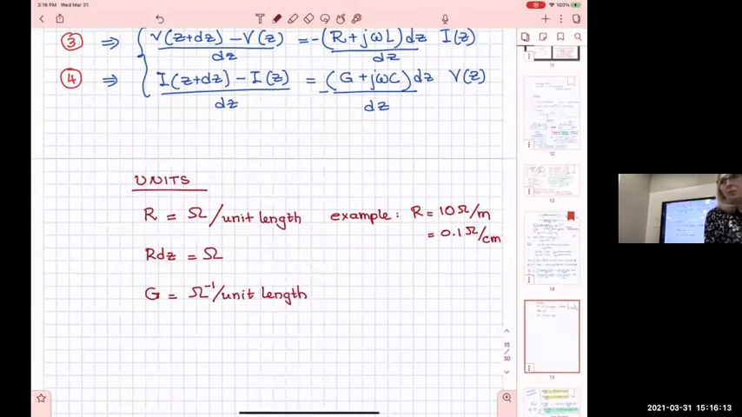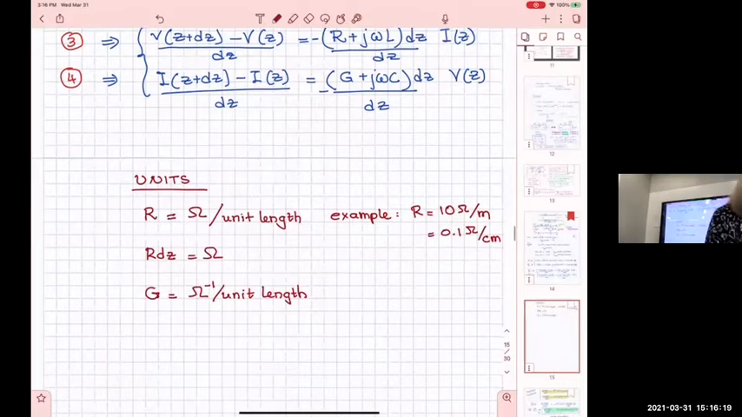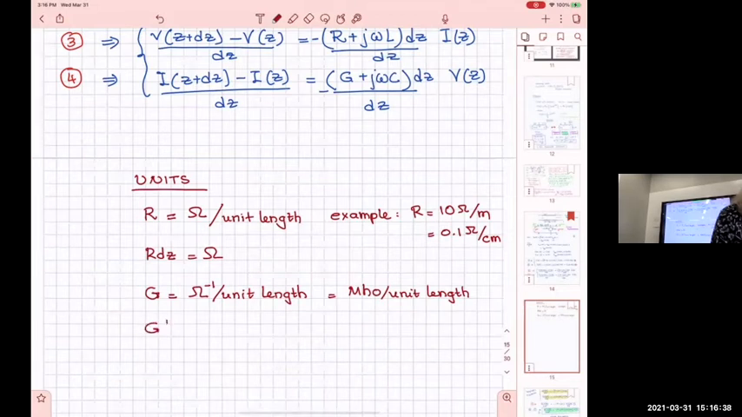Only engineers could do that, or scientists. Mo. Yes, so it's mo, the reverse of ohm. I don't know who found that, but in any case, the unit per unit length. Usually you see it as, I like to show it, 1/ohm. Then G dz is 1/ohm.